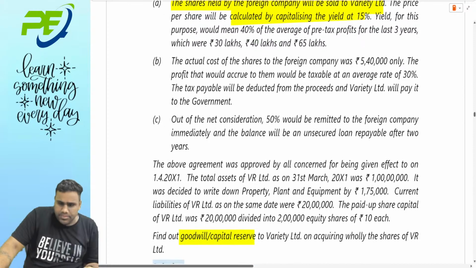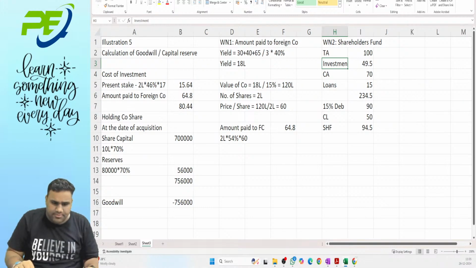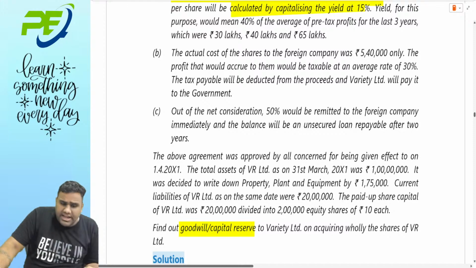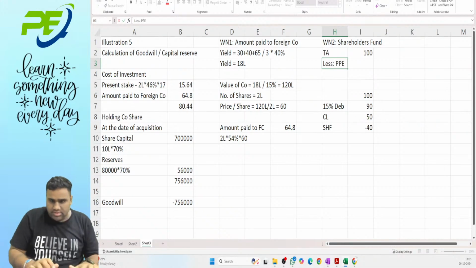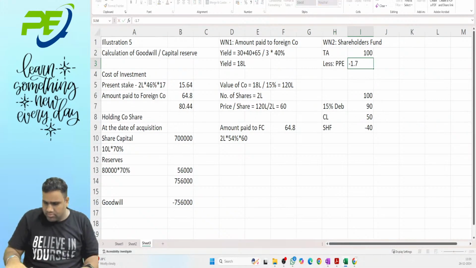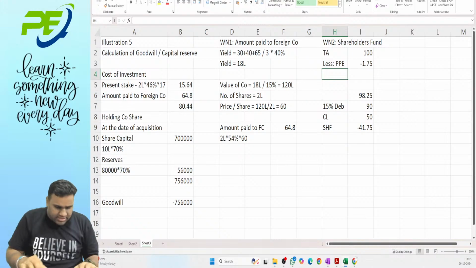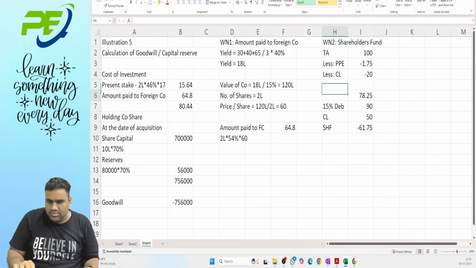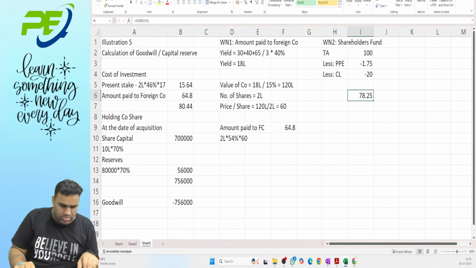So here total asset is 1 crore. We are writing the numbers in lakhs, I suppose. Then any other liabilities? Current liability. It was decided to write down PPE by 1,75,000, so less 1.75. Current liabilities on the same date were 20 lakhs, so less current liability, minus 20. So can I say it is 78.25?